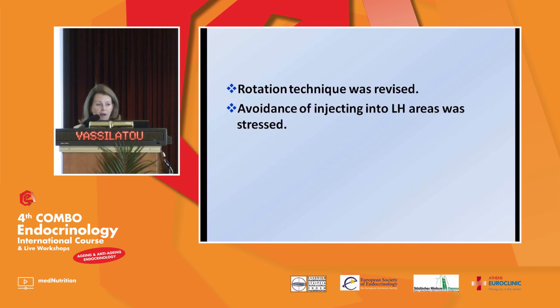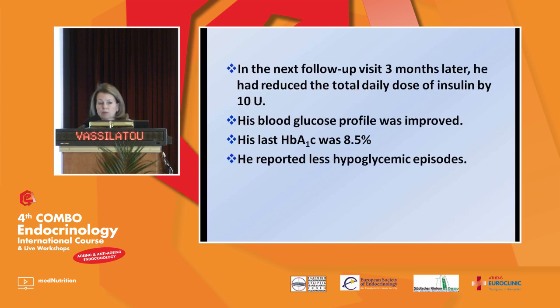So rotation technique was revised. Avoidance of injecting into lipohypertrophic areas was stressed. And 3 months later, he had reduced the total daily dose of insulin by 10 units. His blood glucose profile was improved. His last HbA1c value was 8.5, and he reported less hypoglycemic episodes.